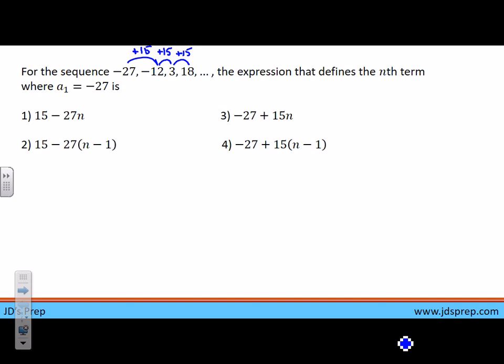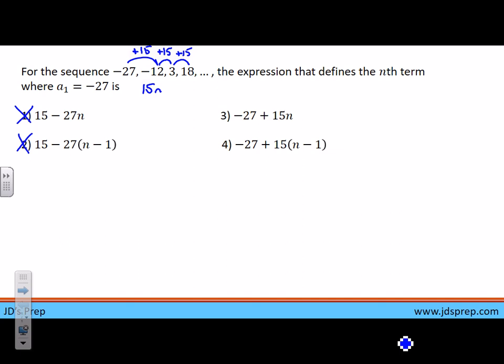Since I have the same amount being added to get from one term to the next, that implies that I'm going to have something of the form 15 times n in my sequence definition. Because every time I increase n by 1, I'm going to the next term in the sequence, and I want the value to increase by 15. So right away, I can eliminate numbers 1 and 2, because the 15 doesn't have an n with it, but the 27 does.